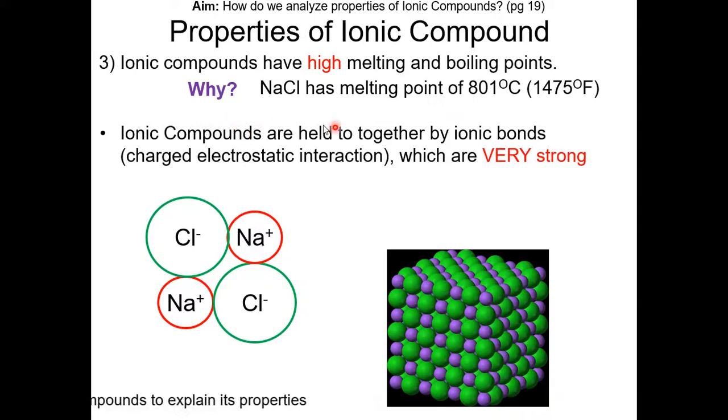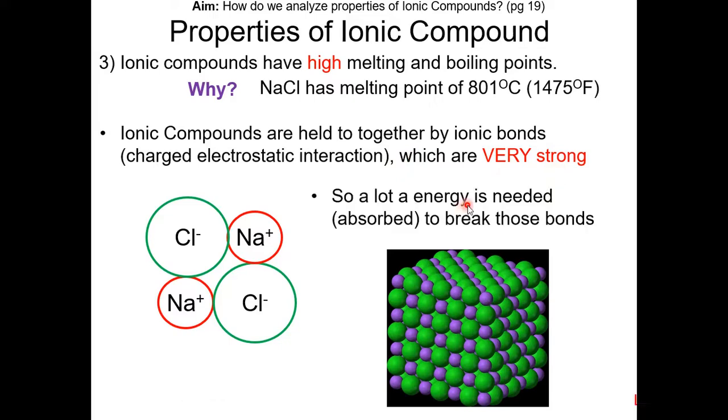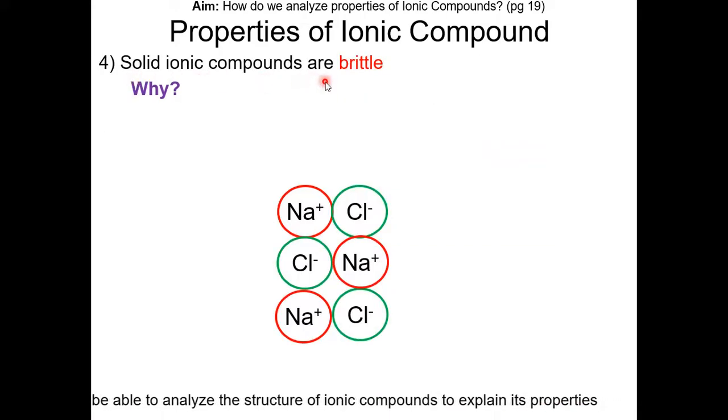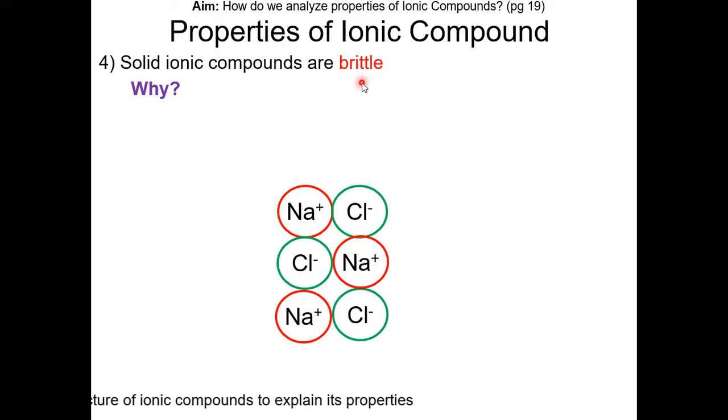So ionic compounds are held together by ionic bonds, which are really strong. So a lot of energy is needed or absorbed to break all those bonds. Solid ionic compounds are brittle. Brittle means it breaks easily. If you have ever used salt before, you notice that even though salt is a hard solid, it breaks quite easily in your hands. So why is that?